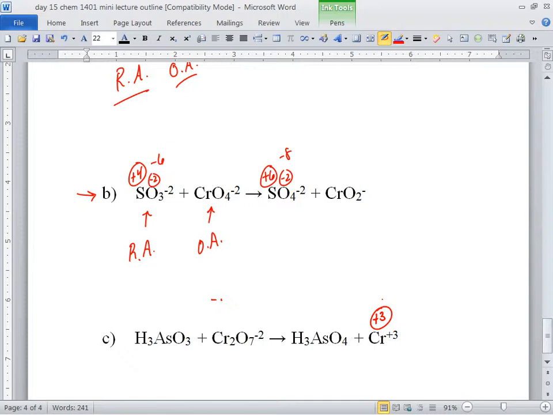So if you find the oxidizing agent, then there's 3 other elements to mess with. Realize H isn't going to change on you. O isn't going to change on you. You're really interested in the arsenic, what that arsenic is doing, because the H and the O, they're not going to change on you.